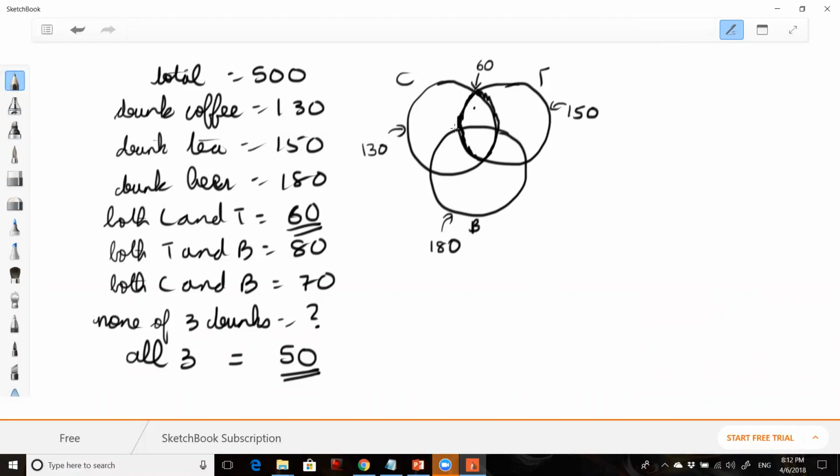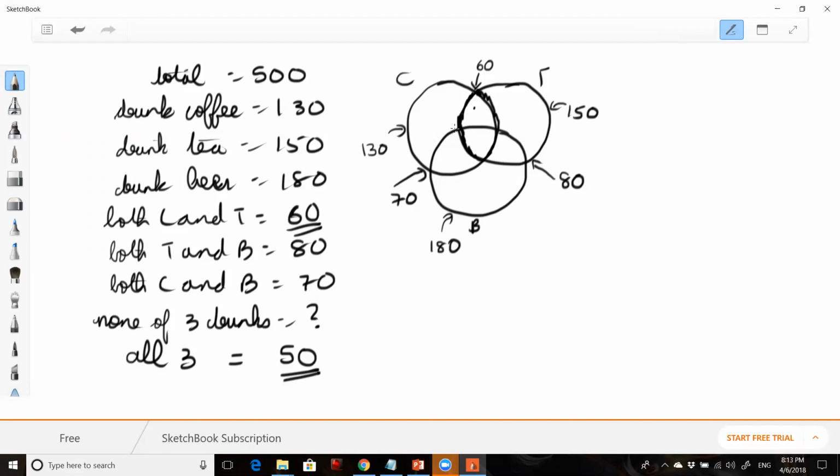Similarly, 80 students drink both tea and beer, so this entire intersection is going to be 80. And 70 students drink both coffee and beer, so this entire intersection is going to be 70. So if you made a mistake, you might have made it at this point. Remember guys, the rule of a Venn diagram is you always start inside out. Fill up the overall intersection and then move backwards.